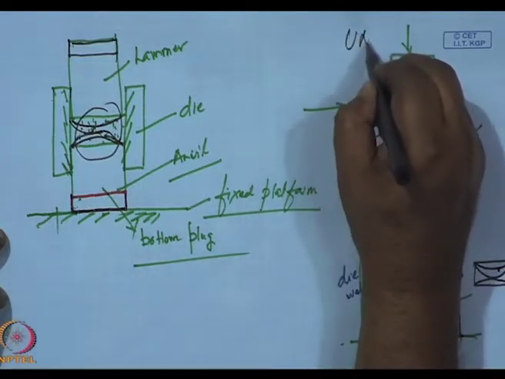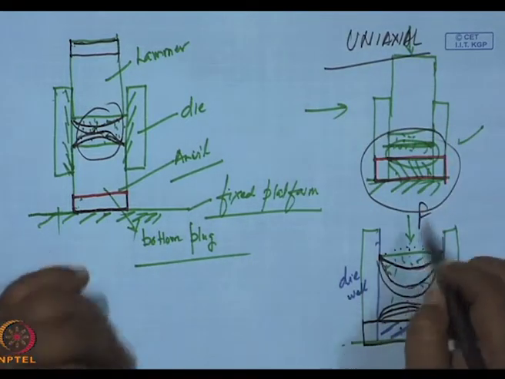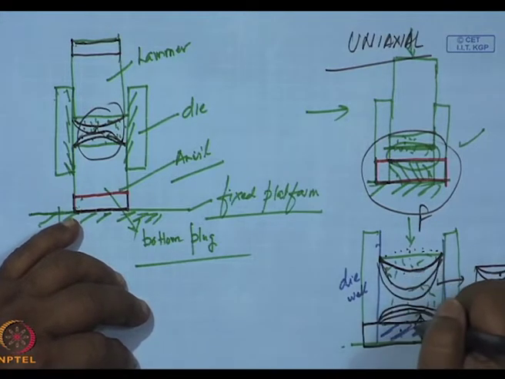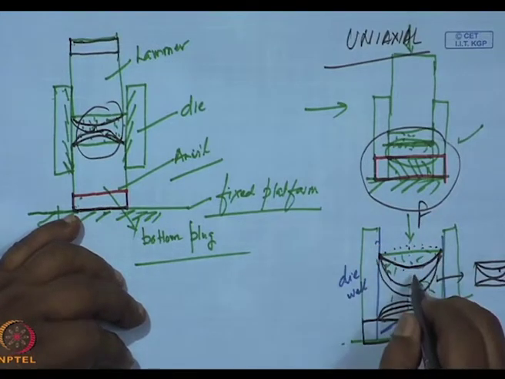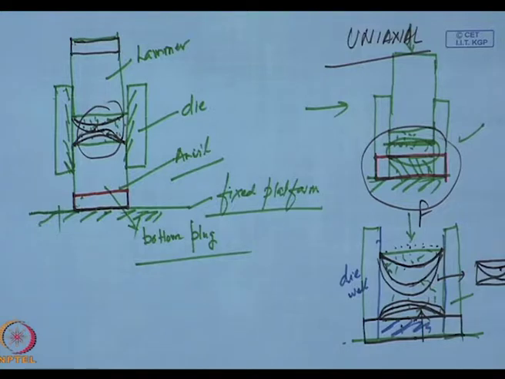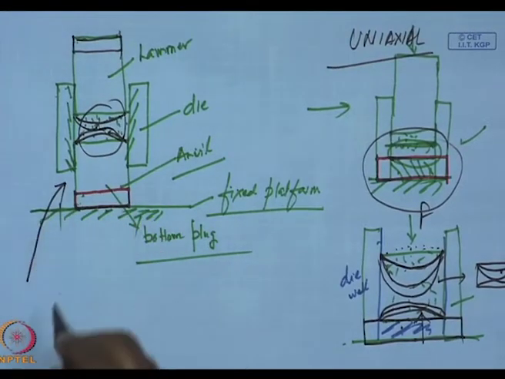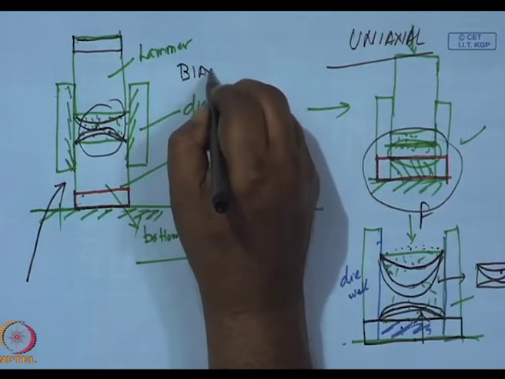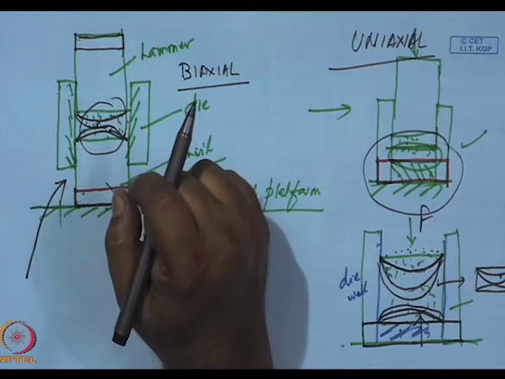This is called uniaxial pressing, simply because we are putting a lot of pressure on one side, and the other one, the bottom, is merely acting as a plug to see that whatever is being pressed does not fall down. So if I really want to have a ceramic powder which has uniform compaction everywhere, I would go to this particular technique. This is called biaxial pressing. Why? Because this powder is being pressed from both sides.